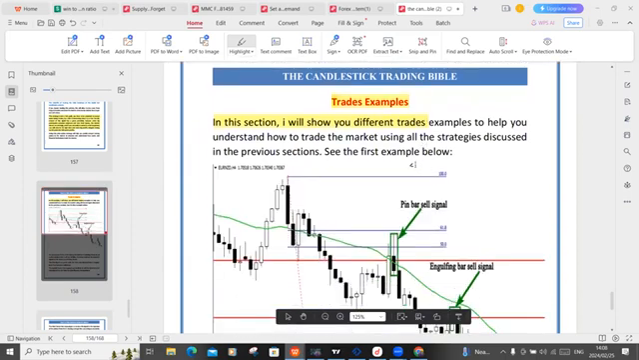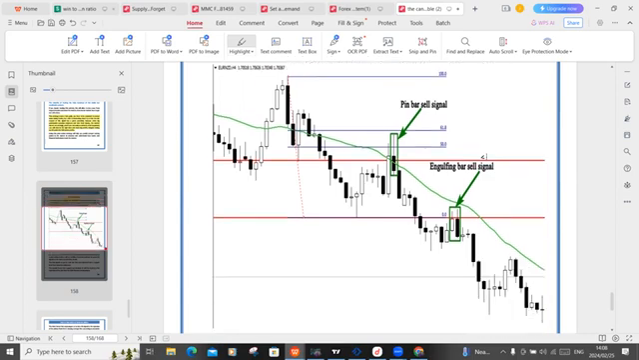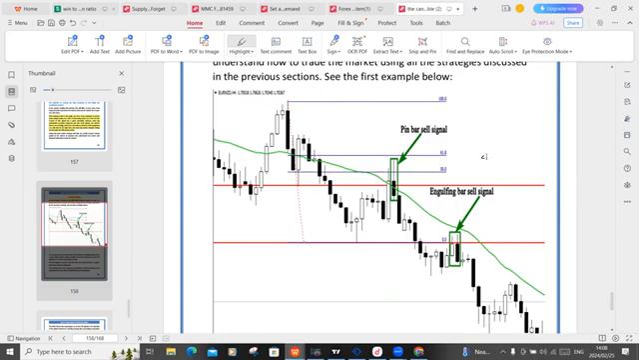So trade examples. In this section, I'll show you different trade examples to help you understand how to trade the market using all strategies discussed in previous sections. See the first example below. Right, I think here the author is rounding up all the nitty-gritties, or all the weapons we have, putting them in one bag and we're going to war, right?